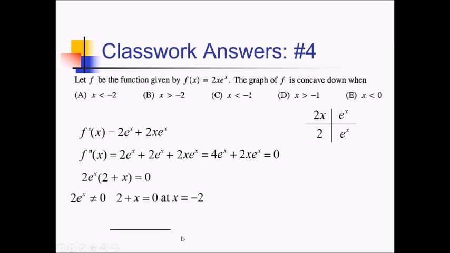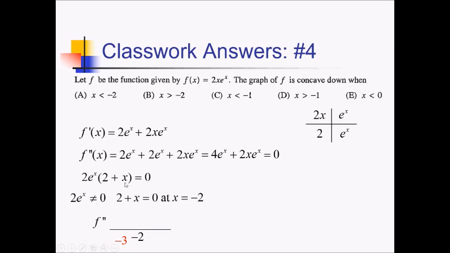So here is my f double prime number line with my critical value of negative 2. And I'm going to plug in a number less than negative 2, like negative 3, into this simplified f double prime expression right here, this already factored expression. Now the nice thing about this expression is that this 2e to the x part is always going to be positive no matter what, because it's an exponential function. So really all that matters is this 2 plus x for determining the sign.